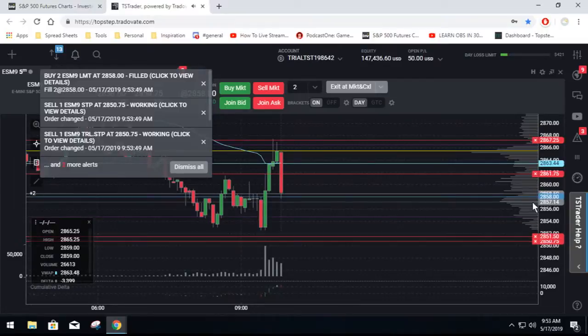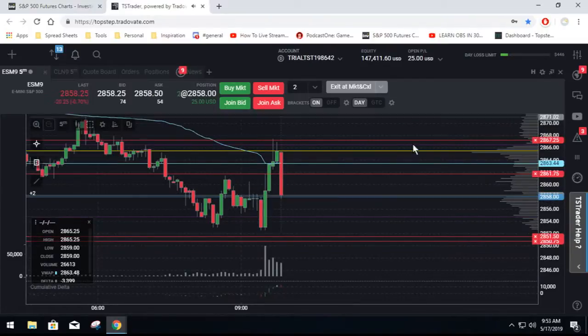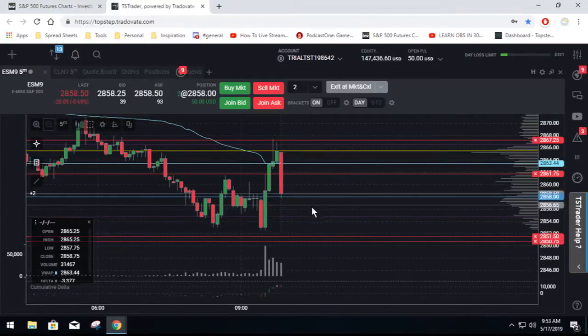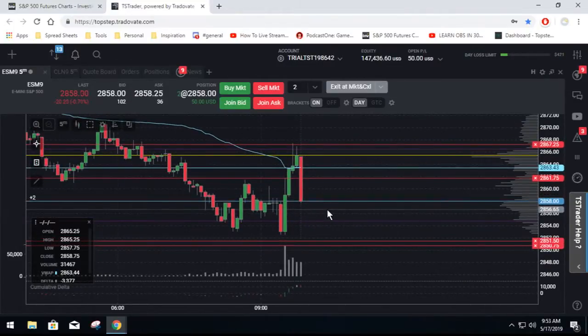So yeah, push return to the 58, so we're looking to buy up. We got filled at 953, which is a bit early. You can see the trailing stop activate already.